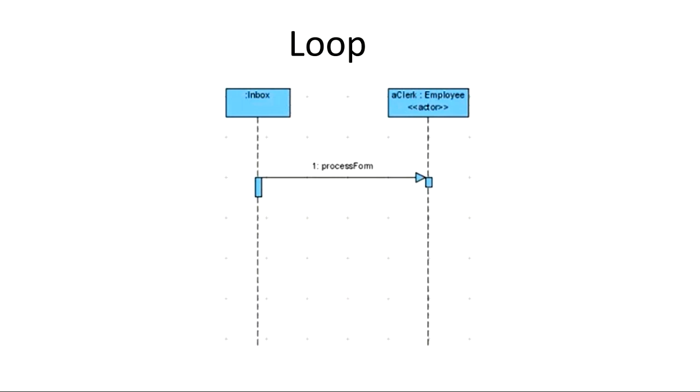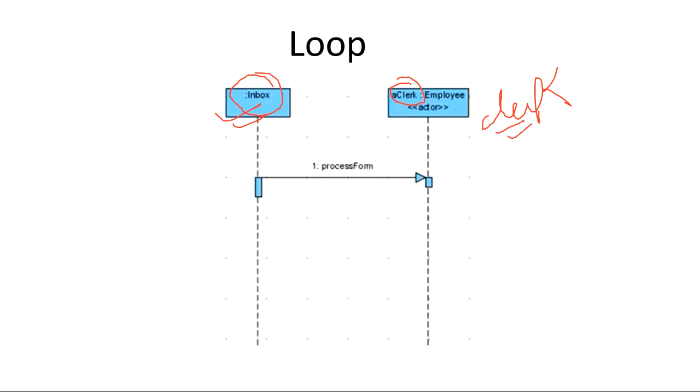इसका एग्जांपल पहले भी हमने देख लिया. Let's see it again. Okay, for example, suppose you have this inbox object of an inbox class and you have this clerk object from the employee class who is our actor. So suppose this is the clerk of a bank and this is his inbox. So whenever some message comes in the inbox, the clerk processes that message or process the form.